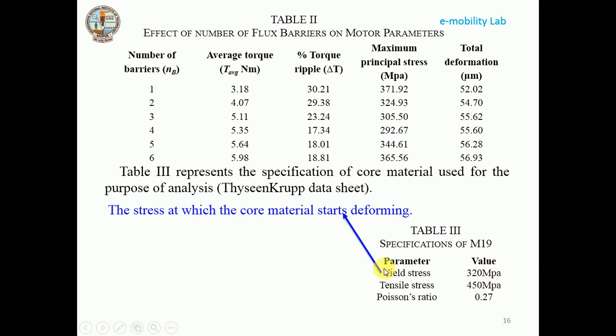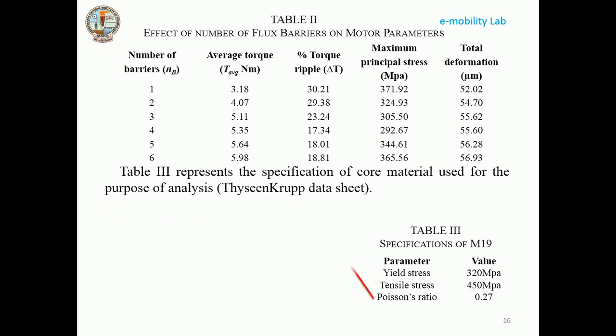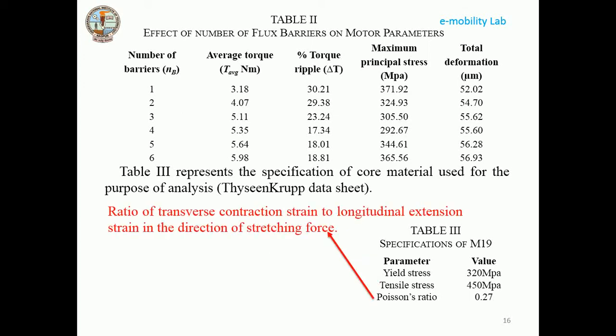So what is yield stress? The stress at which the core material starts deforming. Then tensile stress. What is tensile stress? The stress at which the core material breaks permanently. This is 450 megapascal. Then Poisson ratio, which is the transverse to longitudinal extension ratio. This is related to the elasticity of the material. These data are taken from the data sheet.